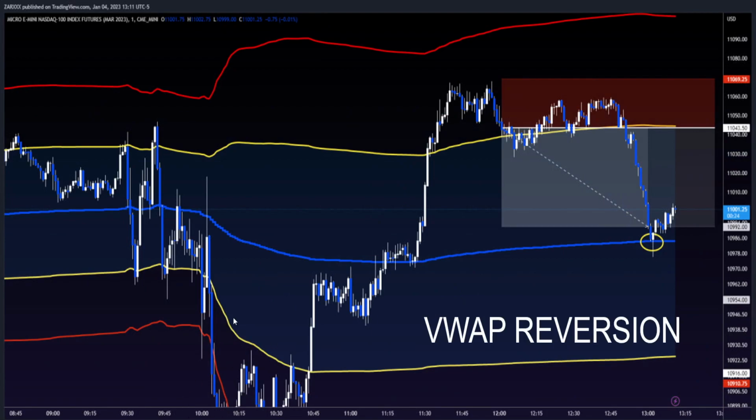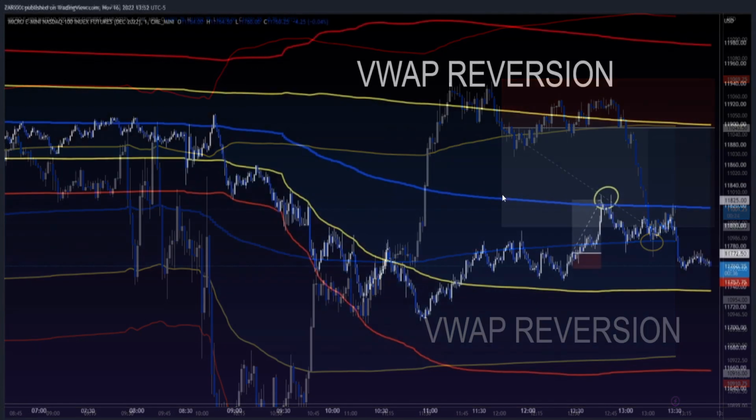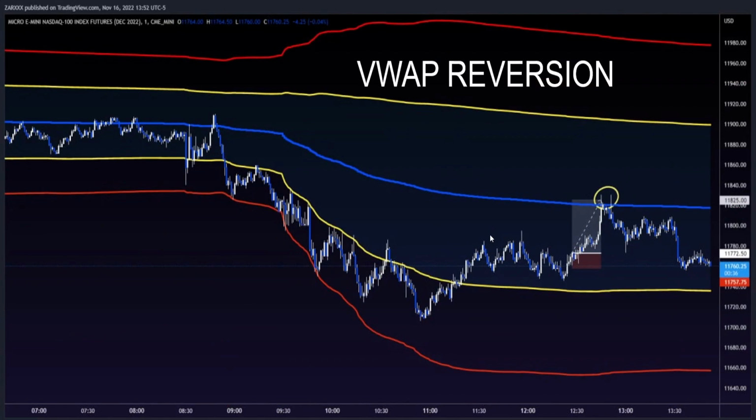VWAP reversion. Prices had been 2 standard deviations or more below VWAP, rallied through VWAP to near 2 standard deviations above. And very often when we see that, we'll see a corrective right back down to the middle for an equilibrium. And I explain all of this on my VWAP playlist on the YouTube channel, which I highly recommend you watching, especially the anatomy, mastering the anatomy of VWAP.